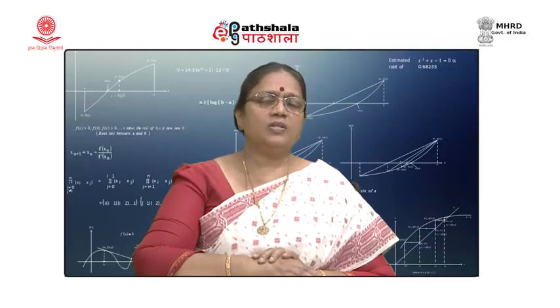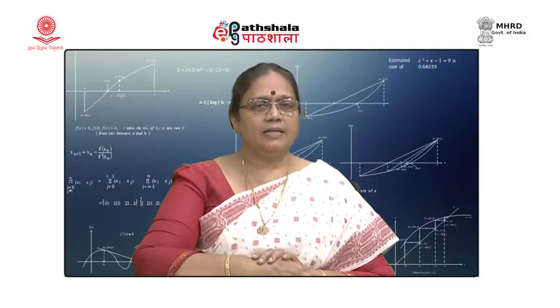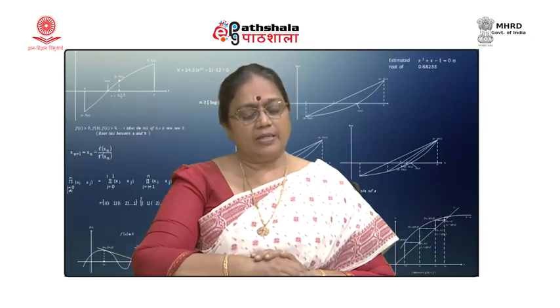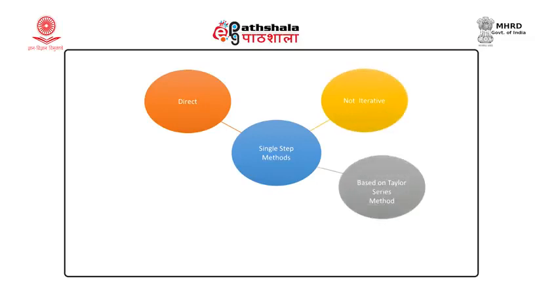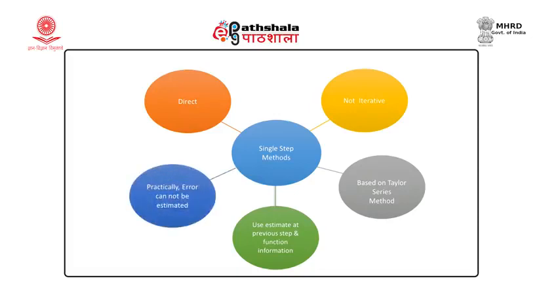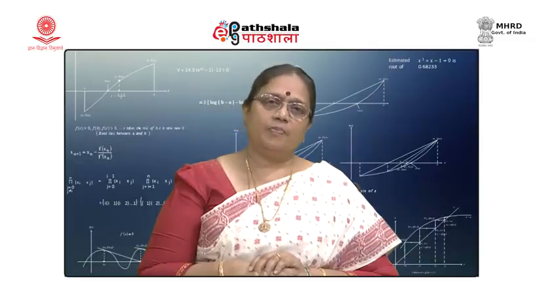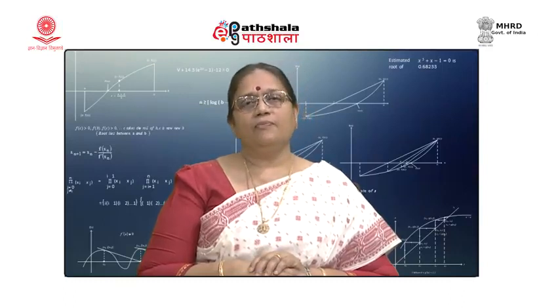The nature of the single step methods is that they are direct methods, and because they are direct, they are not iterative. All of these formulas are based on the Taylor series method, they emulate the Taylor series, all the single step methods, and they use the value at only one previous step and the function information. Because they are single step formulas and direct formulas, the error estimate cannot be made in their cases, because we do not know what the actual error term value is.